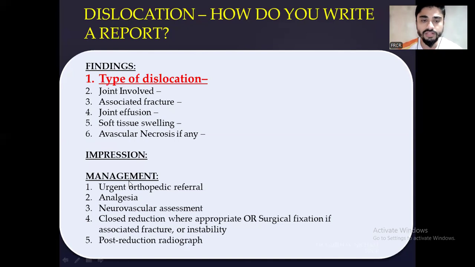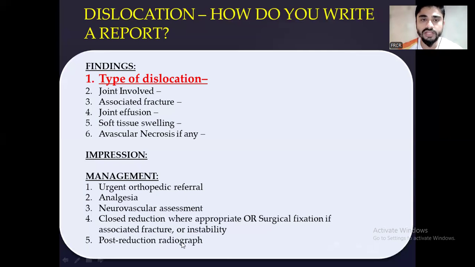Write briefly about what kind of dislocation you are seeing in the impression part. In the management part, you have to write urgent orthopedic referral, then analgesia, and neurovascular assessment, depending upon whether the dislocation is managed conservatively or surgically. Most, about 90%, of dislocations are managed conservatively, and surgical fixation is only required if there is an associated fracture or instability.